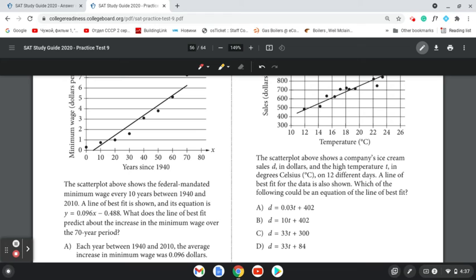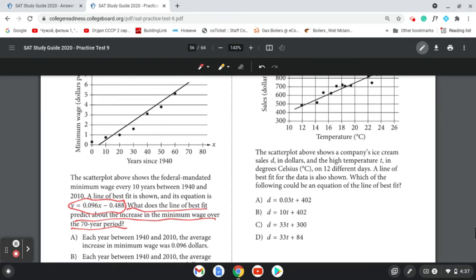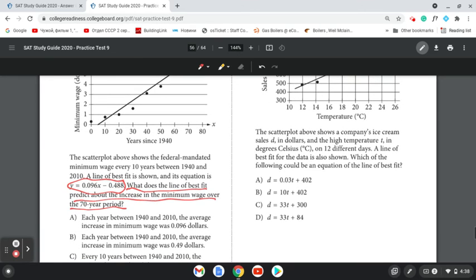What does the line of best fit predict about the increase in the minimum wage over the 70-year period? So basically the question is asking, what does that equation tell you about the minimum wage over the period of 70 years? Now, we know from the equation that 0.096 is the slope and negative 0.488 would be the y-intercept.